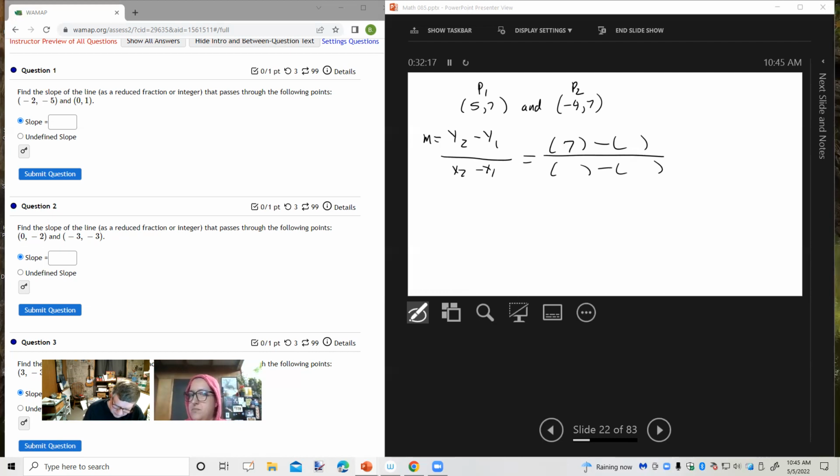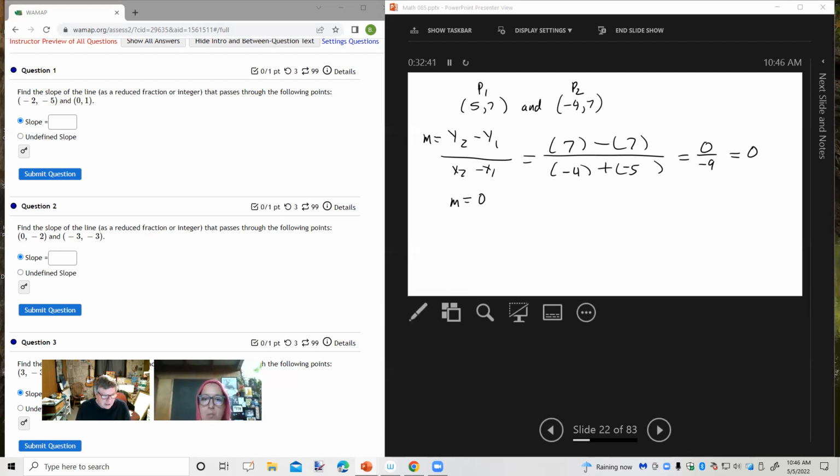Y sub 2 is 7. Y sub 1 is 7. X sub 2 is -4. X sub 1 is 5. 7 minus 7 is 0. -4 minus 5 becomes -4 plus -5, which is -9. 0 divided by a non-zero number is 0. So the slope of this line is 0.